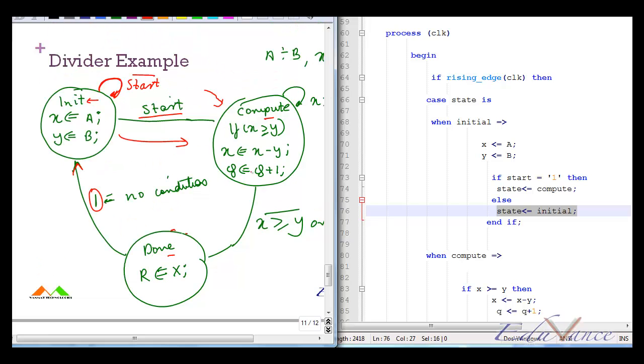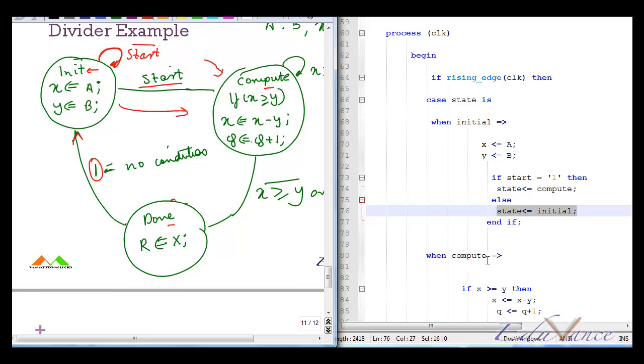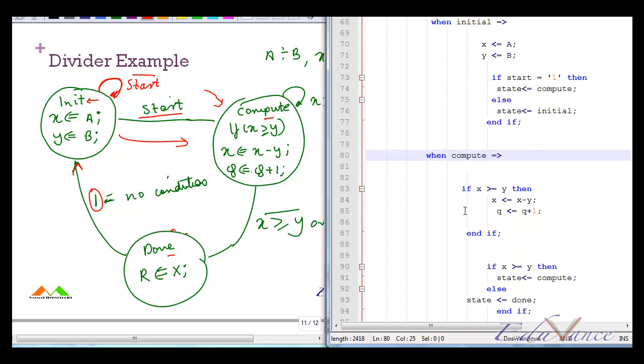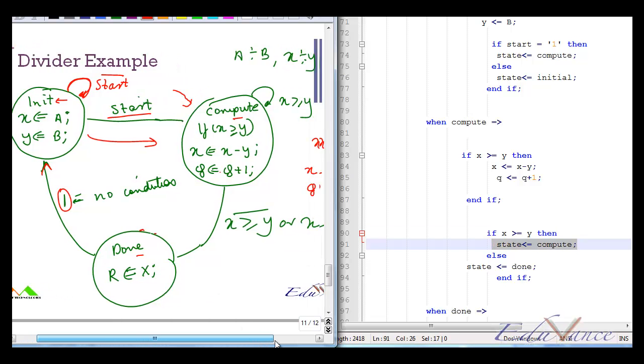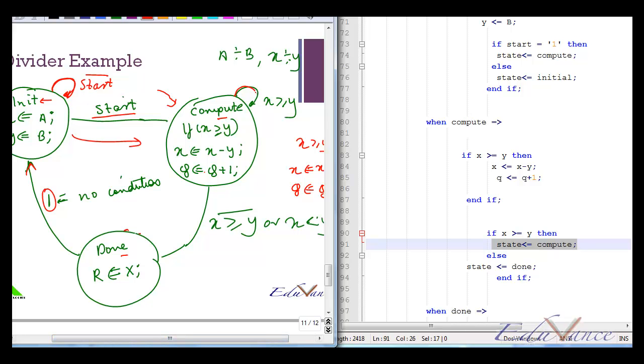Similarly, for my compute state, I would write the OFL first, which is: if x is greater than or equal to y, then x is x minus y and q is q plus 1. Then I write my NSL, which is: if x is greater than or equal to y, then I stay in my compute state. So if my x is greater than or equal to y, then I stay in my compute state.